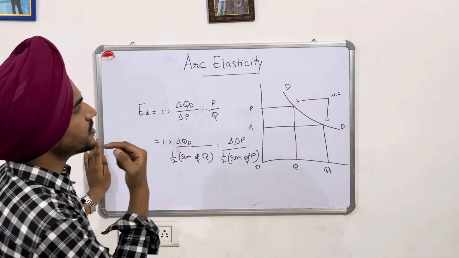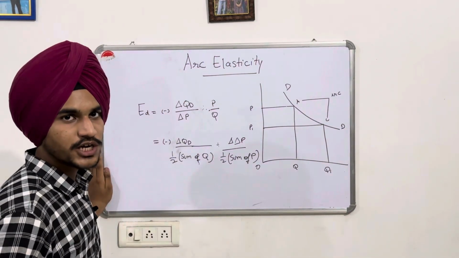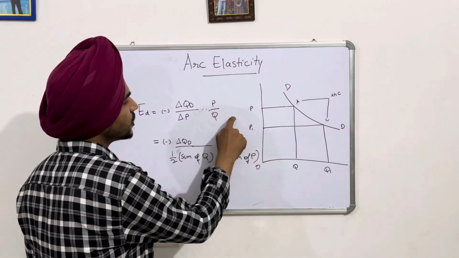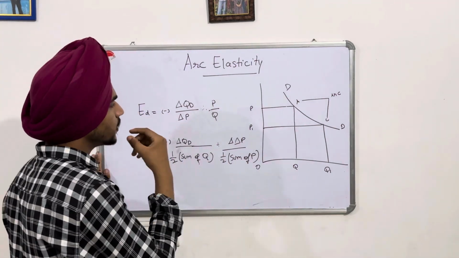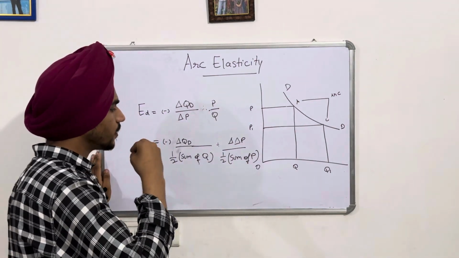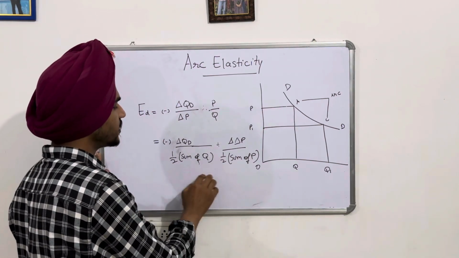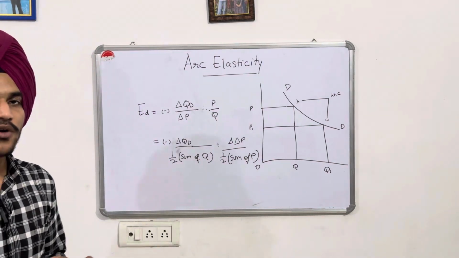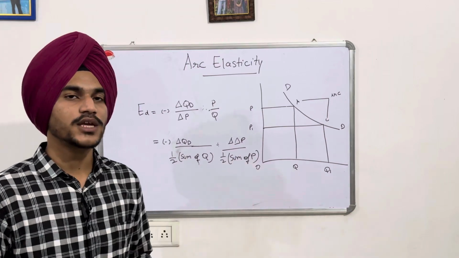The arc elasticity method is the derivation from the percentage or proportionate method. What we have done here is, instead of the initial values of price and quantity demanded, we have replaced them with the average change in quantity demanded or average change in price. With this, we can calculate the price elasticity of any arc.